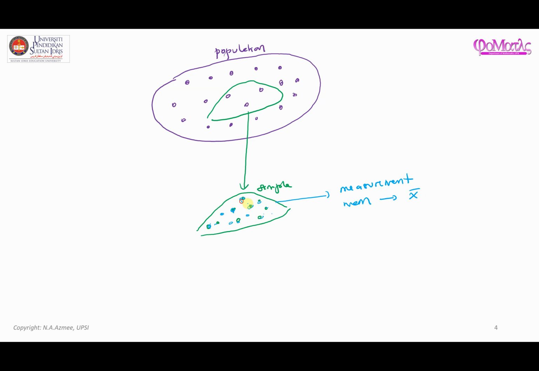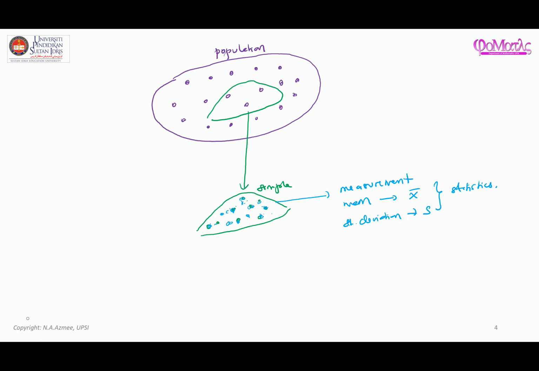Similarly, if you use all the data you have here to calculate, for example, the standard deviation, in mathematical notation it is usually denoted as S. So these are examples of statistics. Statistics are the measurements that you get from the sample.